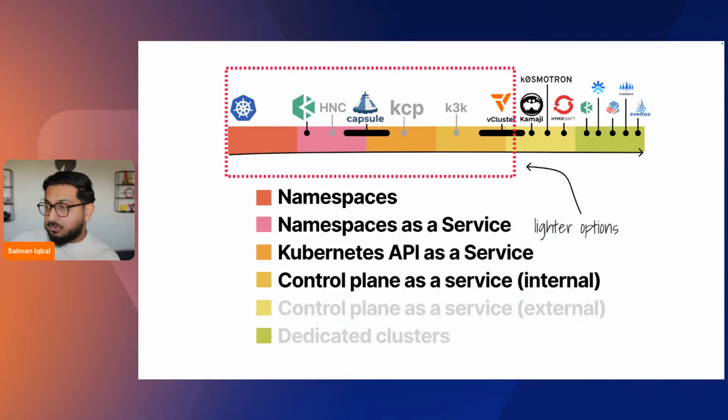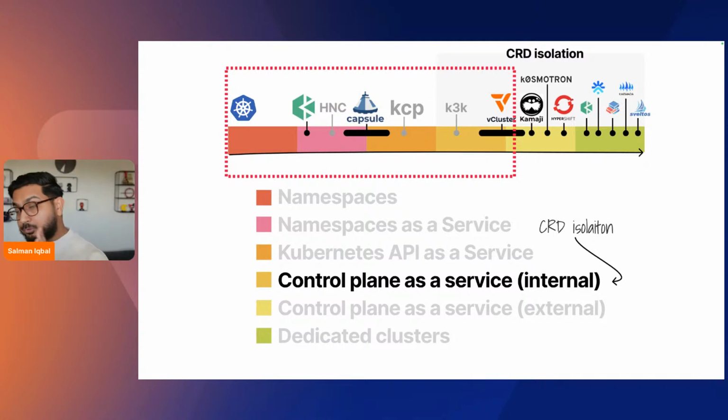But what I'm going to focus on for the next 5 minutes is the part on the left-hand side of this diagram. As we said, dedicated clusters are very expensive. We don't really want that for non-production environments, right? So we're going to talk about the very left here, and go all the way up to what I call the lighter options, up to control plane as a service, and vCluster is there at the end, right? We'll talk about that in a minute.